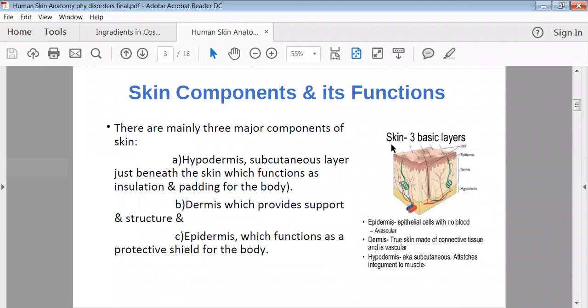Then, in the case of the structure of your skin, we'll see there are three layers: epidermis, dermis, and hypodermis. Epidermis is the outermost layer of your skin, which has the ability to protect your body from environmental conditions. Then dermis provides the support and structure to the upper layer and lower layer. Then hypodermis is the subcutaneous layer, and it is beneath the skin. It functions as the insulation and padding of the body.